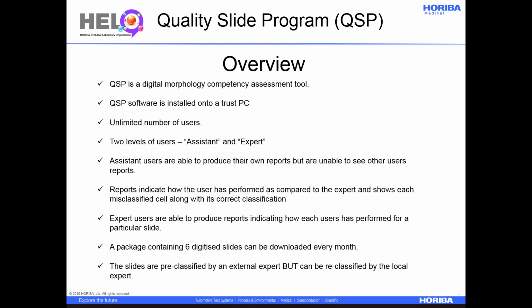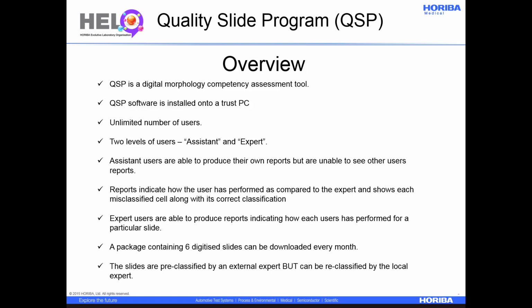So what is QSP? QSP is a digital morphology competency assessment tool that you can also use for training. QSP is installed onto a Trust PC, and with version 2 we now have the ability to have a multi-user license or a single user license. The multi-user license enables up to 10 concurrent users to use QSP at any time. QSP itself has an unlimited number of users.